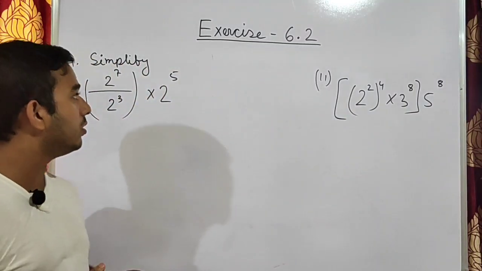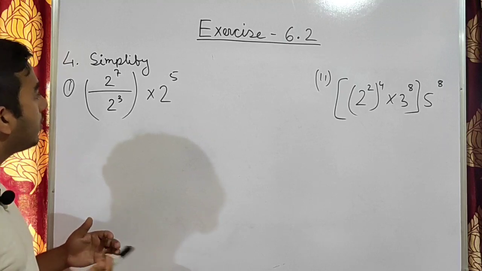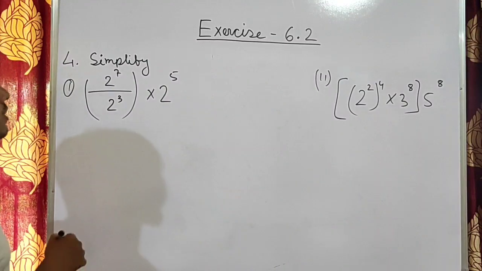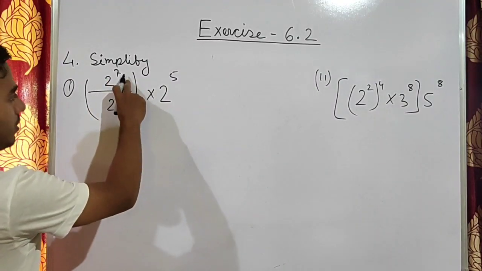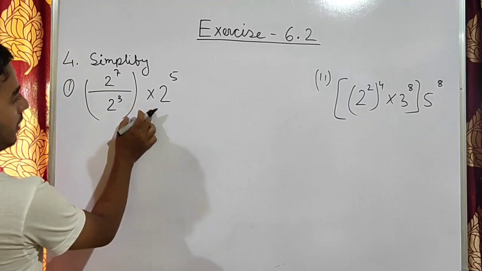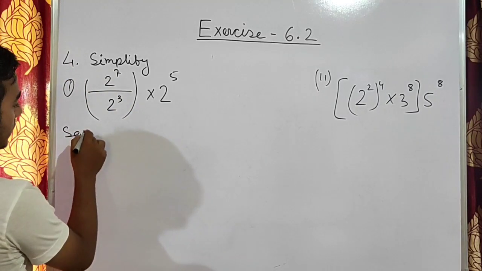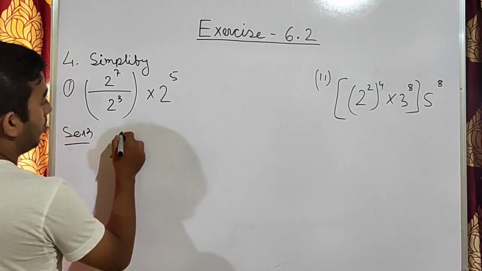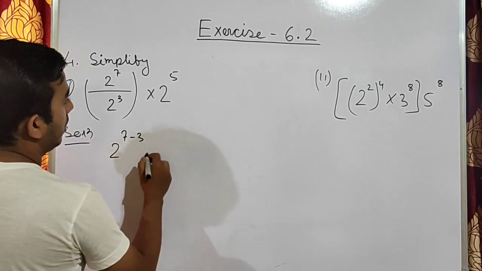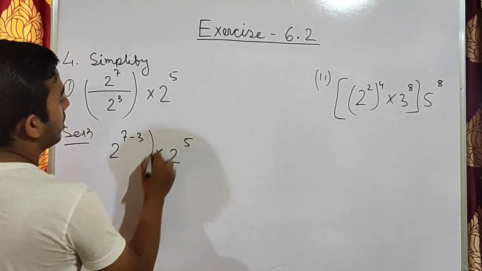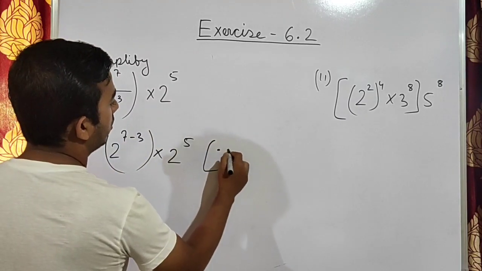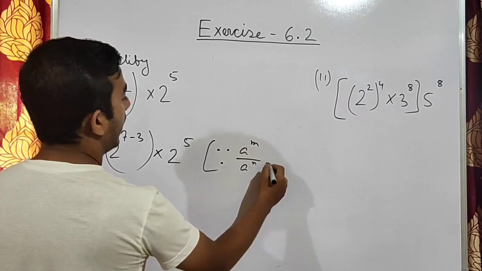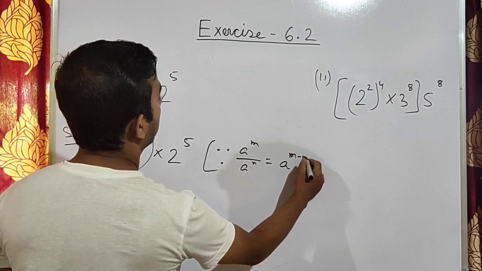So here our question is 2 to the power 7 divided by 2 to the power 3 into 2 to the power 5. Same thing, we have to simplify it. So first we will solve this, and then we will find the result. Okay, let's see. Now we know one rule, right? Look, we can write like this also, 2 to the power 7 minus 3, into 2 to the power 5. Can we write? Yes, because we know one rule, since a to the power m by a to the power n equals a to the power m minus n.